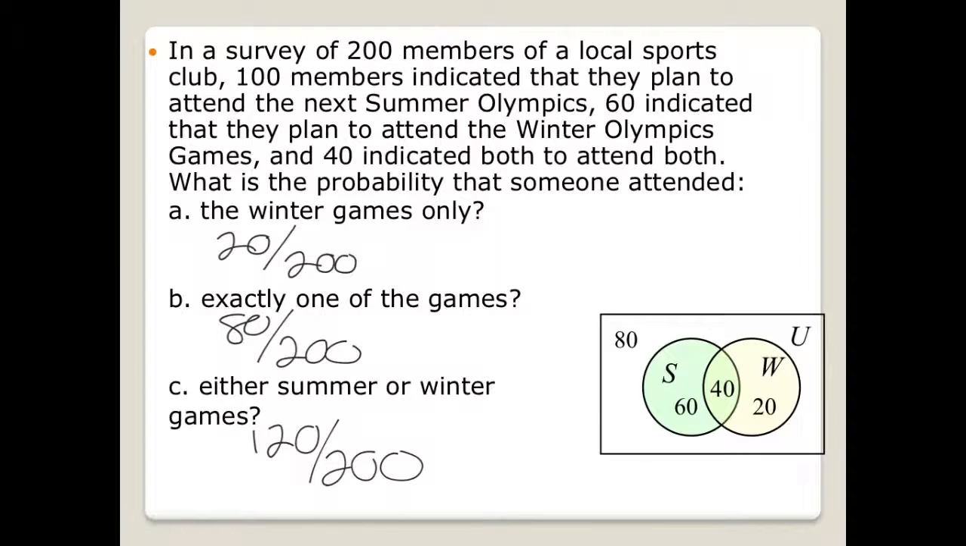Okay, and here are our answers. So the probability that somebody attended the Winter Games only would be this group out here, the 20 that's in the Winter Games, but not the 40 that are part of the Summer Games as well. So we get 20 out of 200.